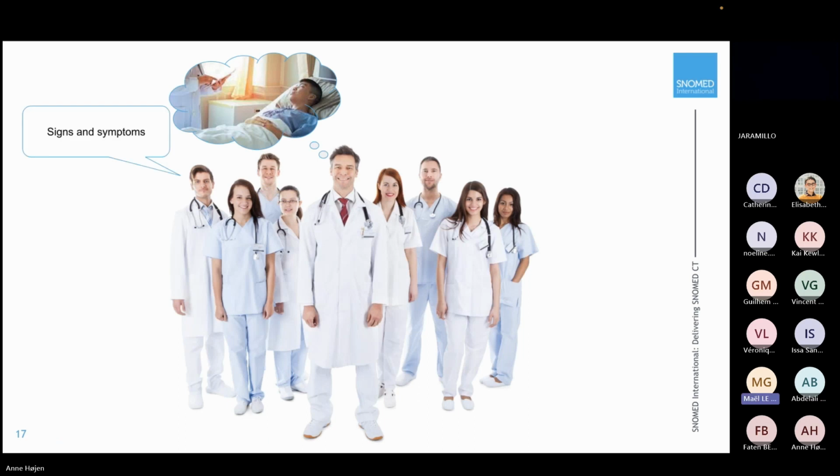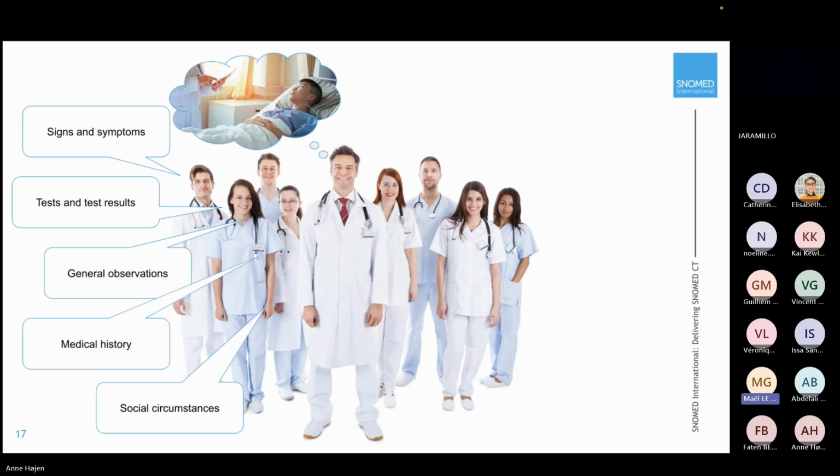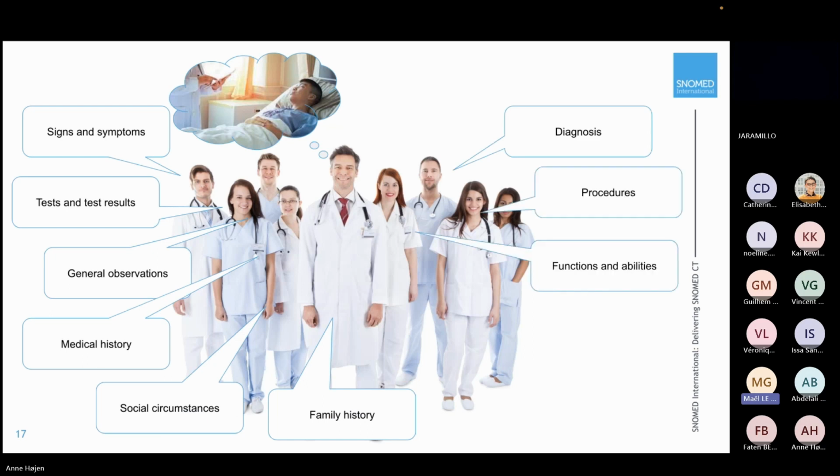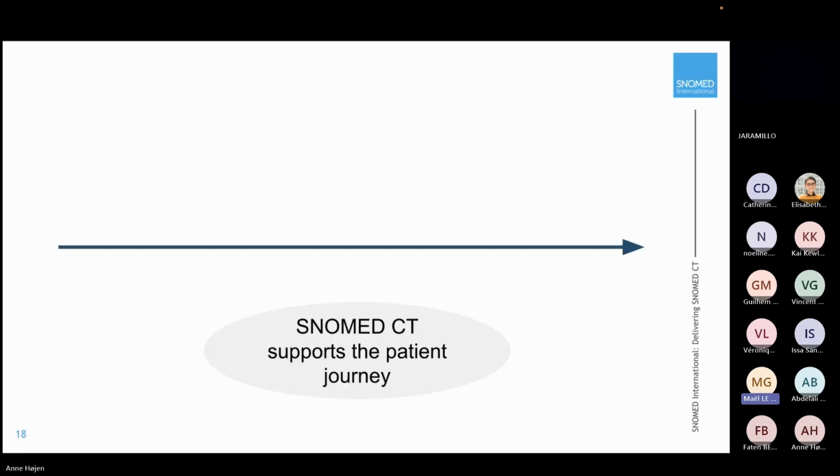For a clinician, there are multiple objectives for data recording, being able to record signs and symptoms, test results, general observations, medical history, social circumstances, family history, diagnosis, procedures, functions, abilities, medications, care and therapy. So these are just some of the different types of information that you will capture in a health record or some of the surrounding systems. In order to have a clinically focused terminology, you need to be able to cover all of this.